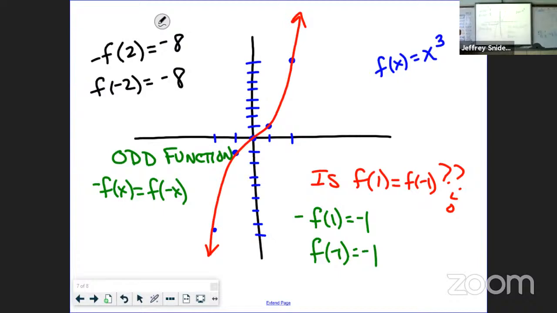Now, on the even function, the symmetry was where? On the y-axis. Okay? The symmetry here is through the origin. Because if you connect these 2 points, you will guarantee to pass through the origin. If I connect these 2, I will go through the origin. So odds are symmetric to the origin. Evens are symmetric to the y-axis.